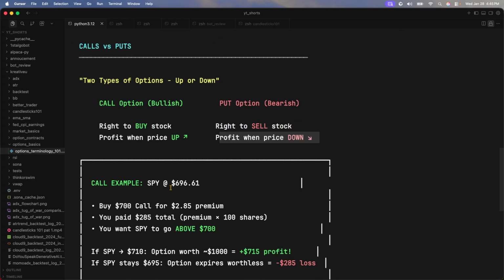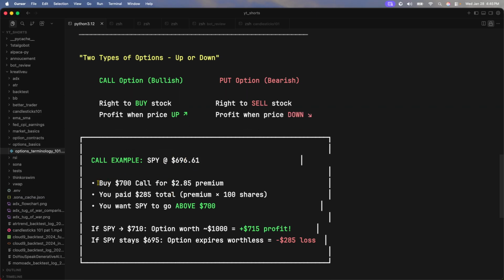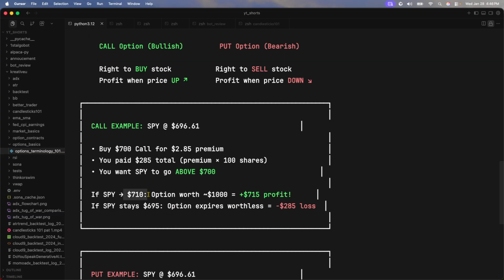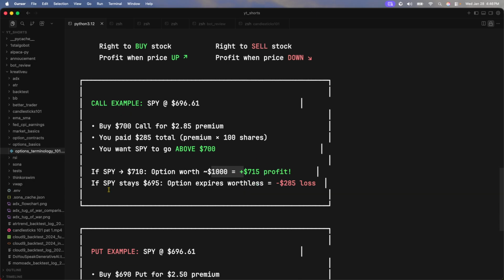So a real example: we have SPY at 696.61. We buy a $700 call. This is our strike price. A call option is our right. We're bullish on the market. We paid 285, not $285, because for every one option contract there's 100 shares. So we paid $285. We want SPY to go above 700. So if SPY goes to 710, the option is now worth $1,000. Our profit is $715, right? If SPY stays at 695, our option becomes worthless and we just lost what we paid.